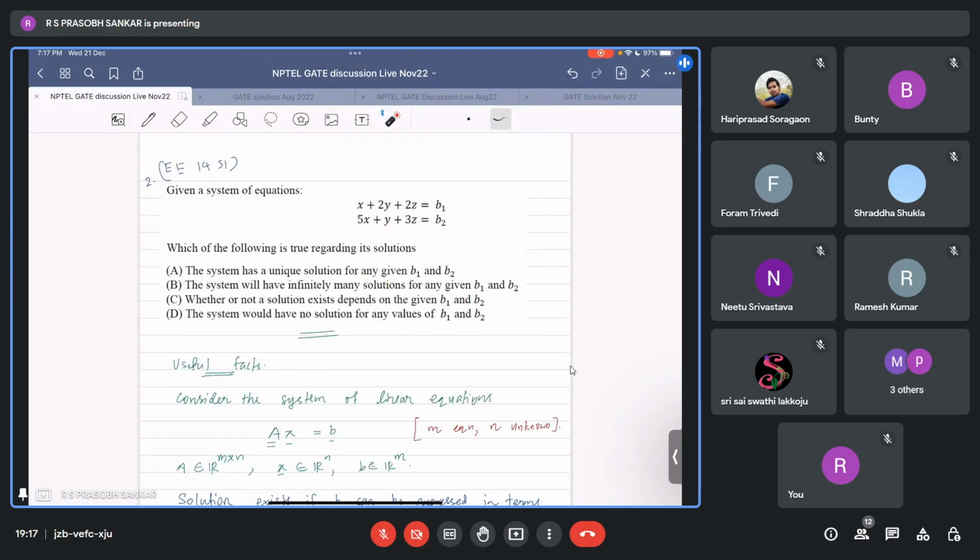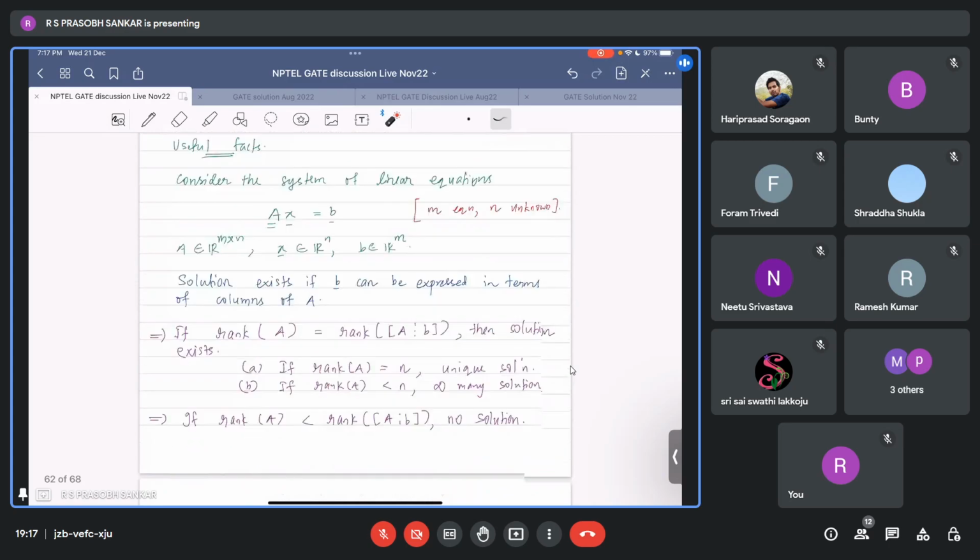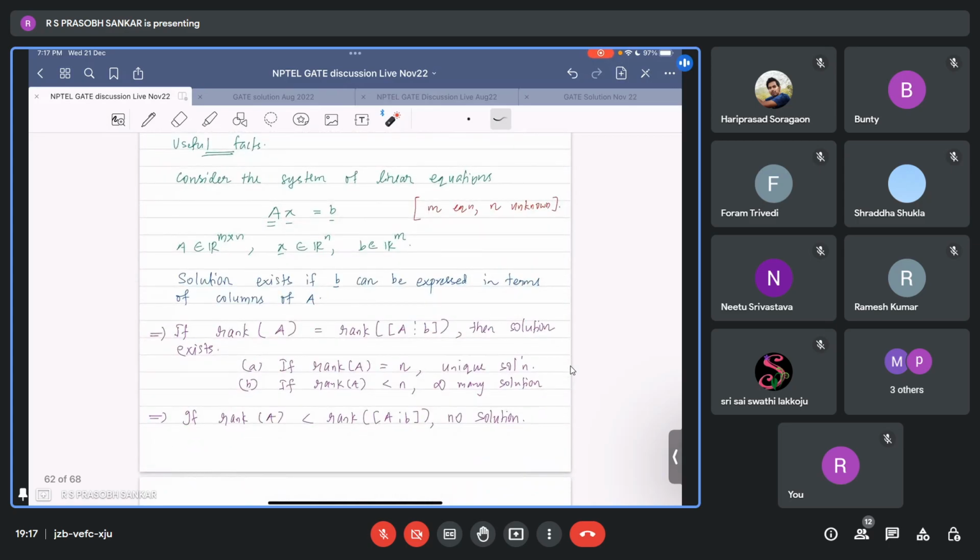So how do we do that? Again, this is just a recap. We have Ax equal to b. If this is true, we say a solution exists and is consistent. And if rank of A is the same as rank of A augmented B, which is the same as the number of columns of A, then we have a unique solution. Whereas if rank of A is the same as rank of A augmented B but less than that, then we have infinitely many solutions. And if these ranks are not the same, then we don't have any solution.